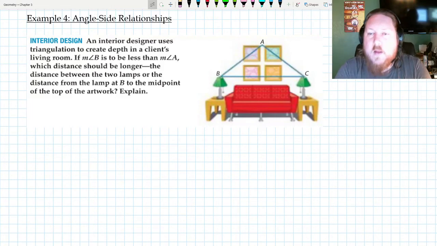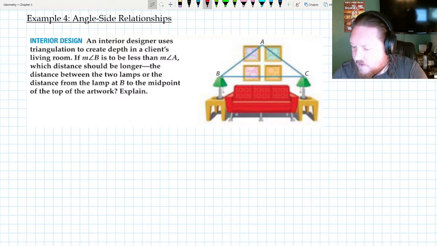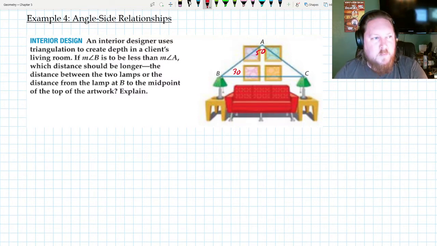Example 4, angle side relationships. An interior designer uses triangulation to create depth in a client's living room. If measure of angle B is to be less than measure of angle A, so they're telling you whatever measure of angle B is, let's say it's 30, it is always going to be less than measure of angle A.